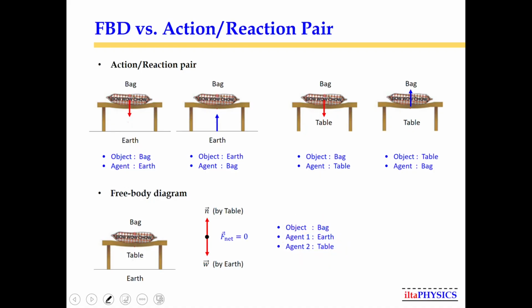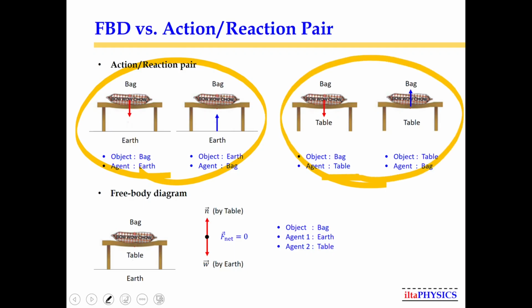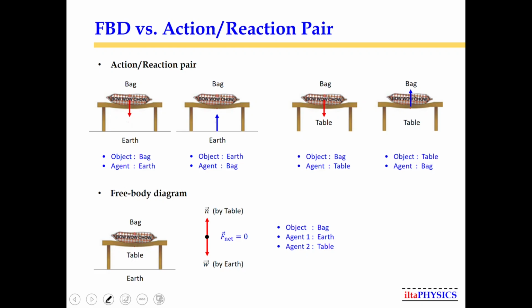So we can draw 2 separate pairs of action-reaction diagrams, one for the bag and the earth, and the other for the bag and the table. On the left side, we have the pair that shows the interaction between the bag and the earth. In the first diagram, the bag is the object and the earth is the agent. The earth pulls the bag downward with gravity.